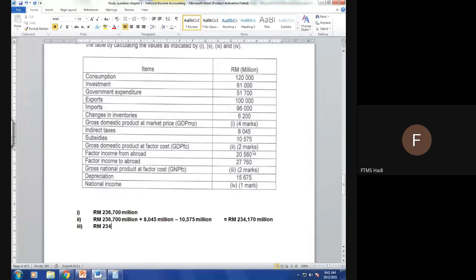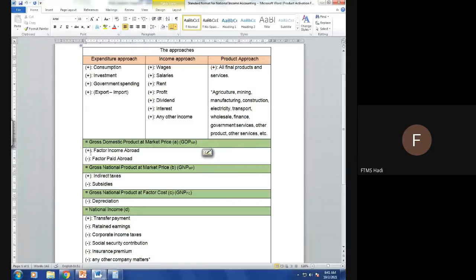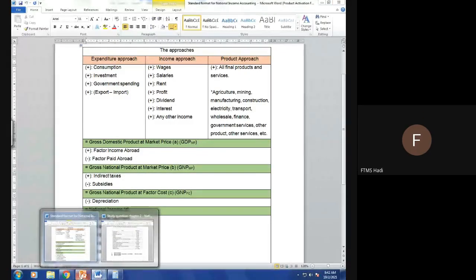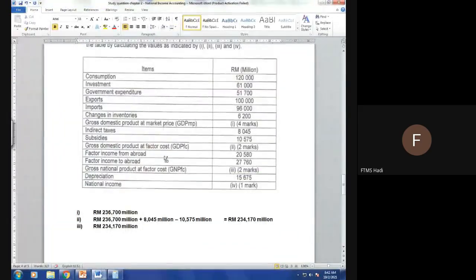Right. So this one, factor income from abroad, factor income to abroad. If you see the formula there, factor income from abroad, you need to plus. Factor paid abroad, that means money out, that means minus. If you go to the question again, from abroad means from outside, that means you need to plus. To abroad, that means money out, which is minus.